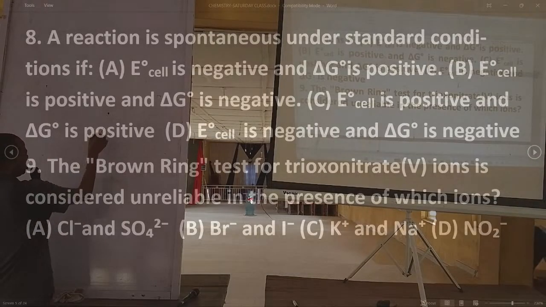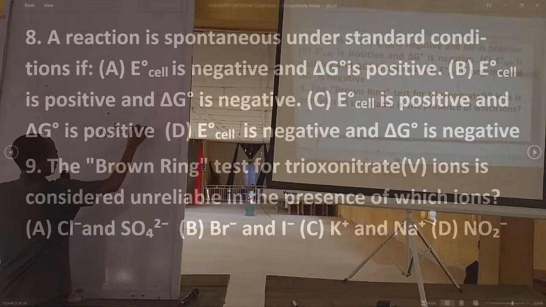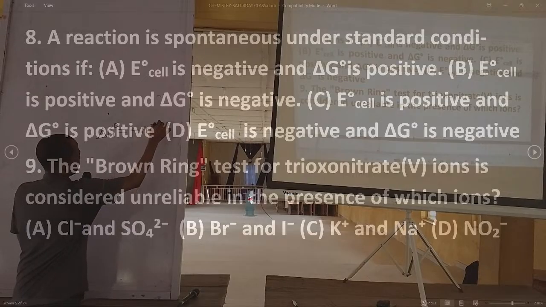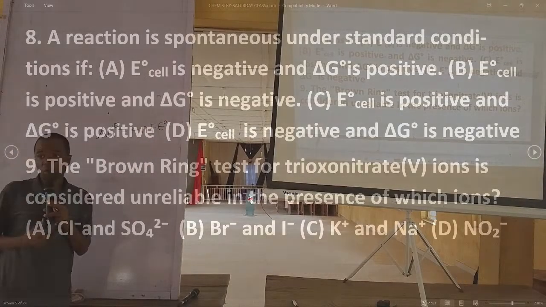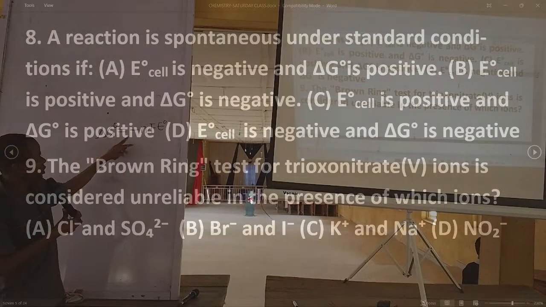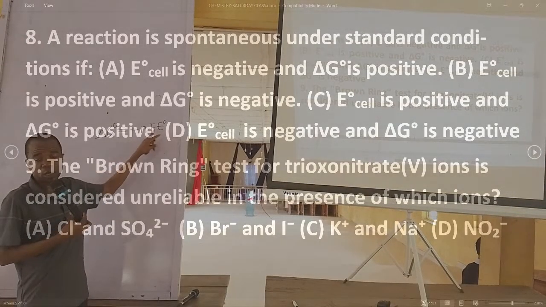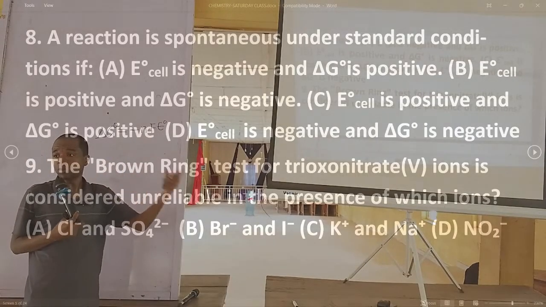There is this reaction: delta G is equal to minus nFE naught. This is the equation that connects the two of them. The Gibbs free energy change is equal to minus nFE. What does n represent? That's the number of electrons transferred during the redox reaction.